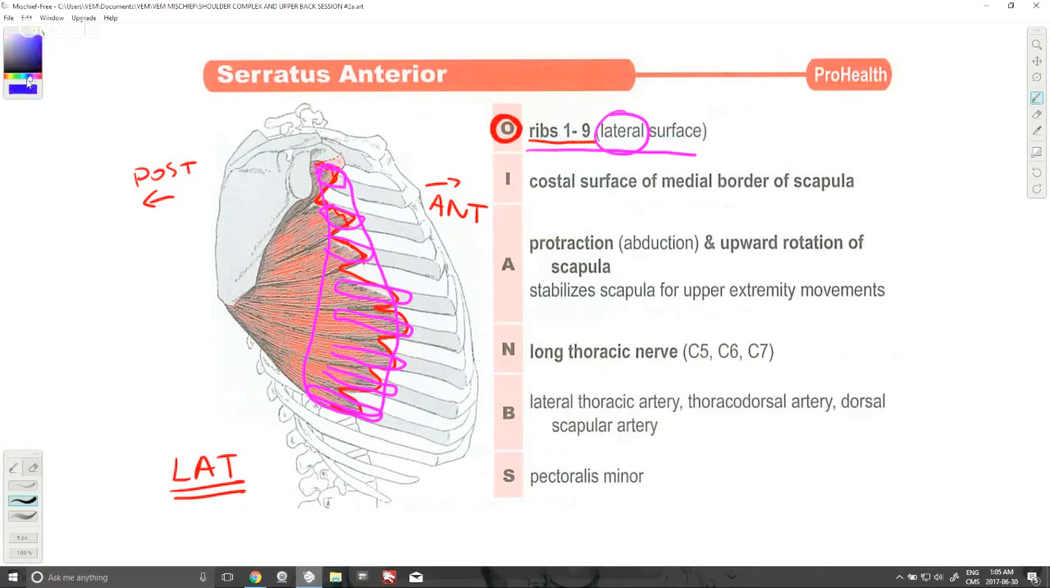Insertion, where does that insert? It does insert into the costal surface of the medial border. Okay, so that's something new, right? So what is costal surface? It's the same. Really, it's interchangeable. You can also say anterior surface, and you'll be right. I mean, let me show it here.